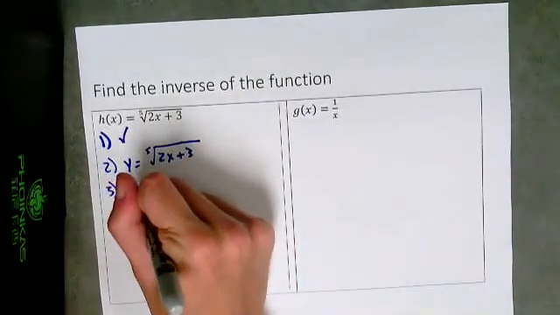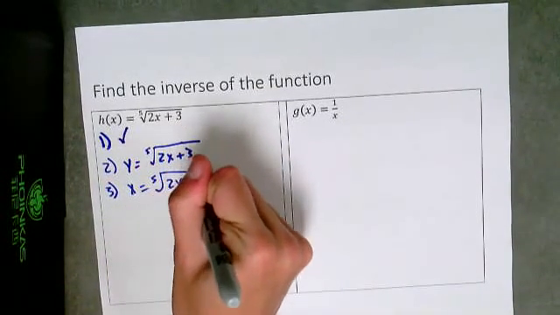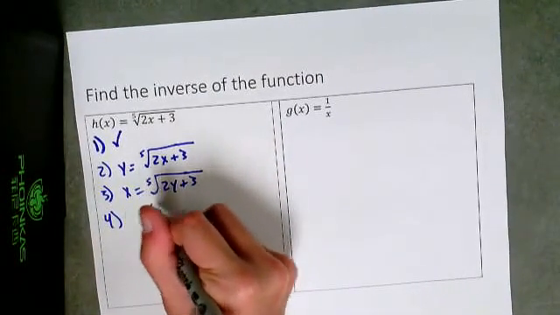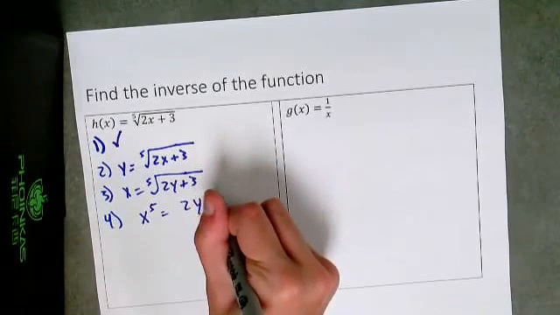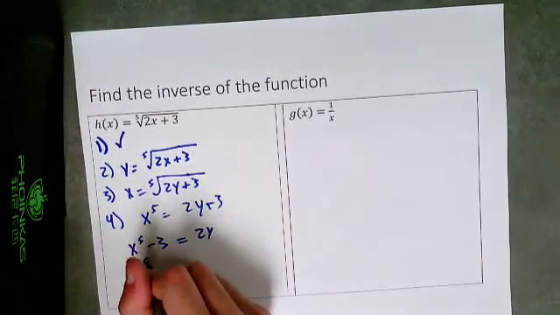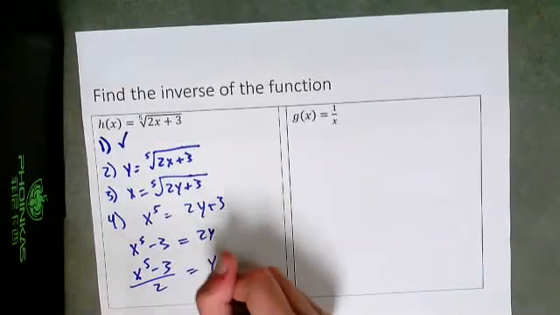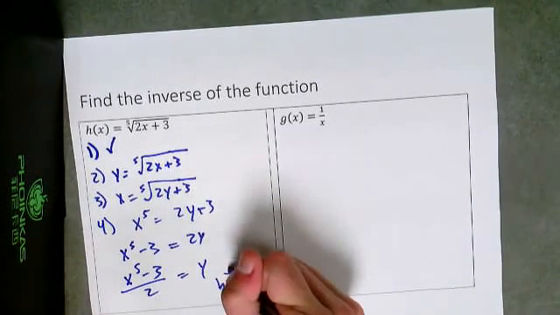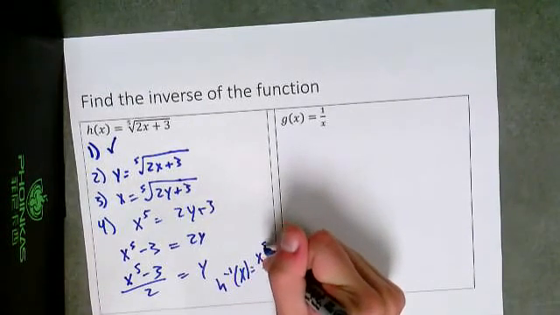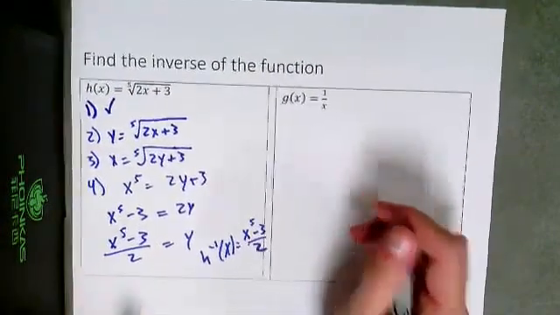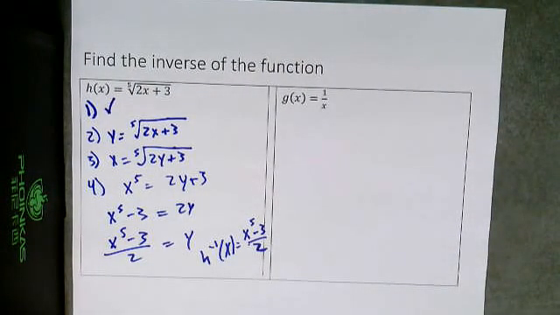Swap the variables. x is equal to the 5th root of 2y plus 3. Next step is solve. So we have x to the 5th is equal to 2y plus 3. x to the 5th minus 3 is equal to 2y. x to the 5th minus 3 over 2 is equal to y. And now replace y with h inverse of x, which is equal to x to the 5th minus 3 over 2. Check that your domain and ranges are satisfied, which they should be, and that example is done.